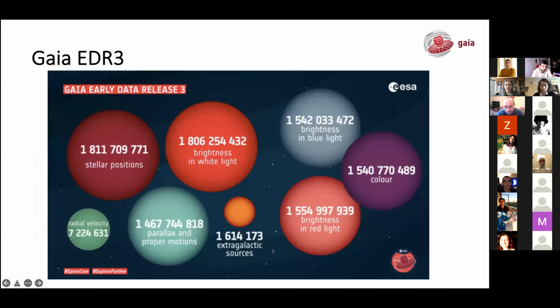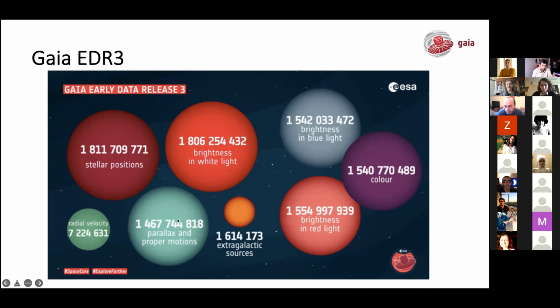So Gaia is an ESA mission that was launched in 2013, and it's scanning the Milky Way sky and getting us a lot of information on a lot of stars. And it's on its third data release. So in June, we will have data release 3, but we already had an early data release in December of 2020. And that's what this work that I'm presenting is based on. We have 1.8 billion stars that have a position on the sky.